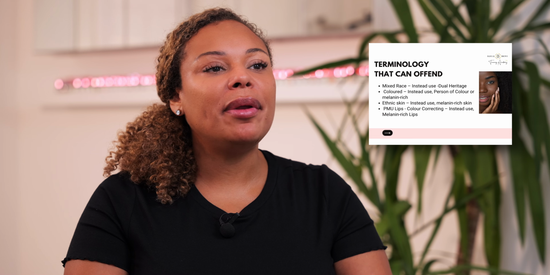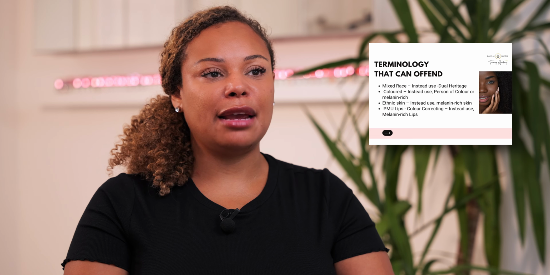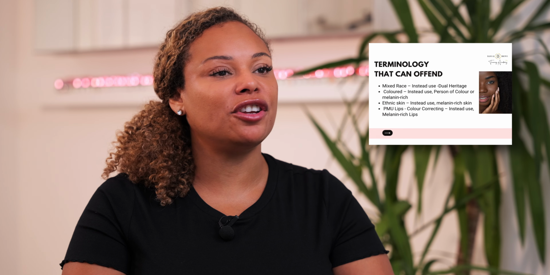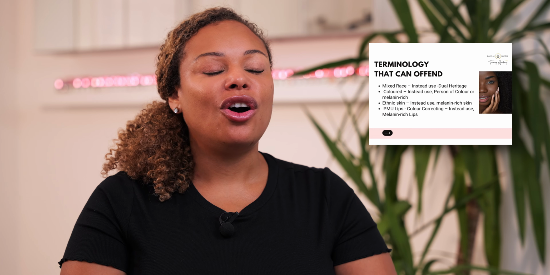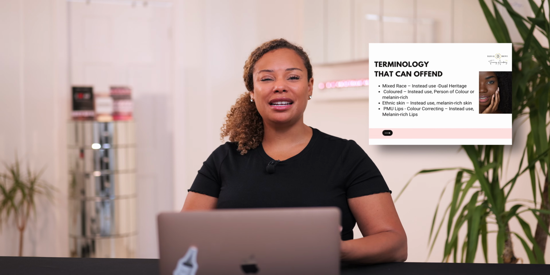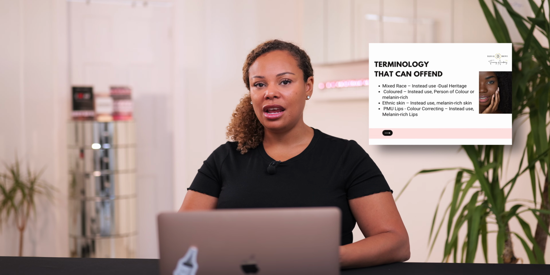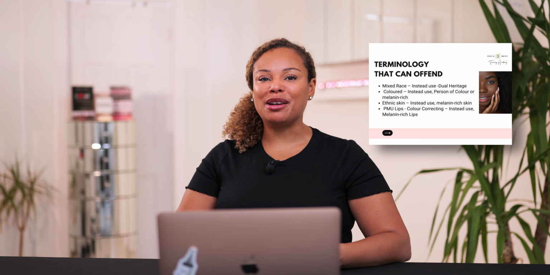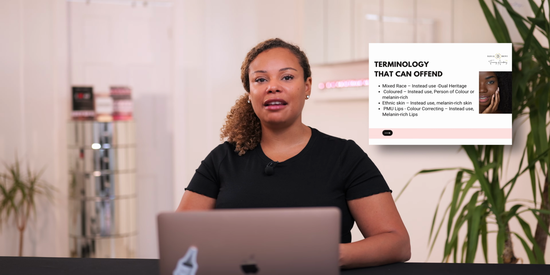Another word that I can find offensive is coloured. I think it's really outdated, and we can replace that word with saying person of colour. You can say black, you can say brown, or if you want to use a more technical term, if you're training, you can say melanin rich, or you can say Fitzpatrick 5 or 6. Another term which I find outdated is ethnic skin. Now, you can use melanin rich skin, or you can use black or brown skin, or Fitzpatrick 5 or 6 if you need a way to describe the skin.